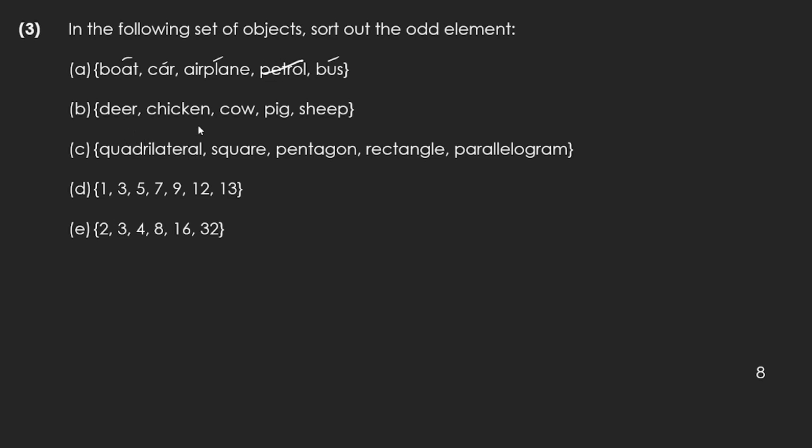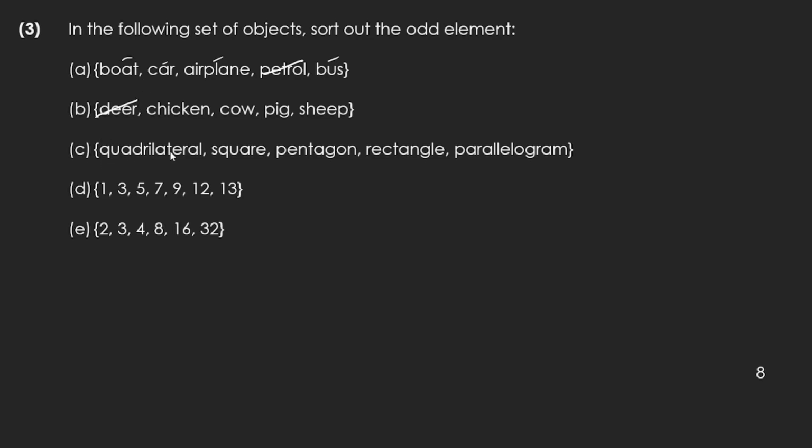B, we have deer, chicken, cow, pig, and sheep. You could argue that chicken, cow, pig, and sheep are farm animals, and deer is a wild animal. Or you can argue that all of these walk on 4 legs except for the chicken. I'm going with the farm animals. These types of questions are the ones that I don't really like because they're kind of subjective.